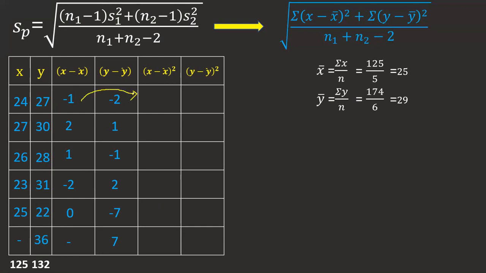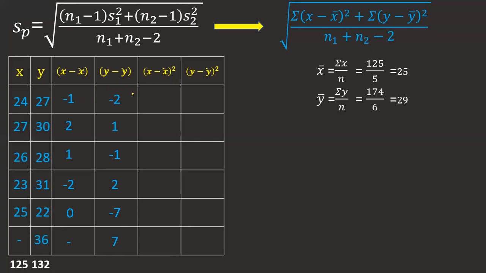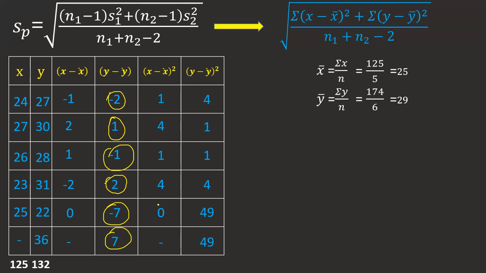Square it and write here. 1 square is 1, 2 square is 4, 1 square is 1, 2 square is 4, 0 square is 0. This is completed. Now I'm going to square the other column and write here. 2 square gives you 4, 1 square is 1, 1 square is 1, 2 square is 4, 7 square is 49, 7 square is 49. So I'm going to total these two columns.